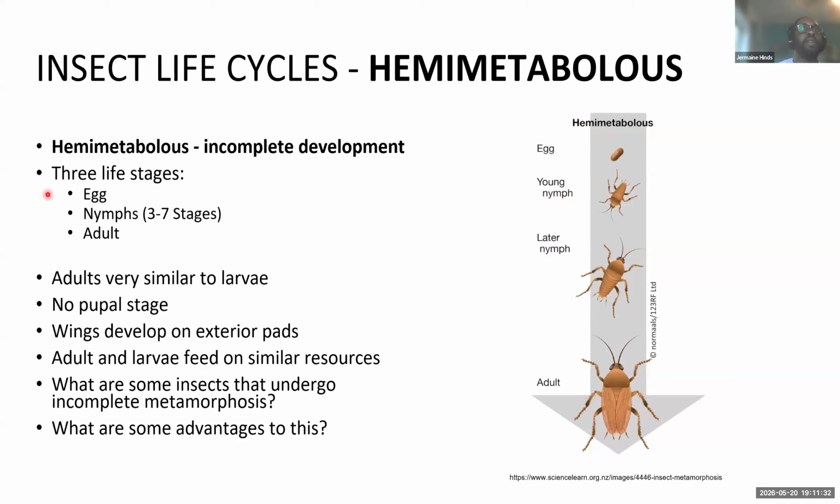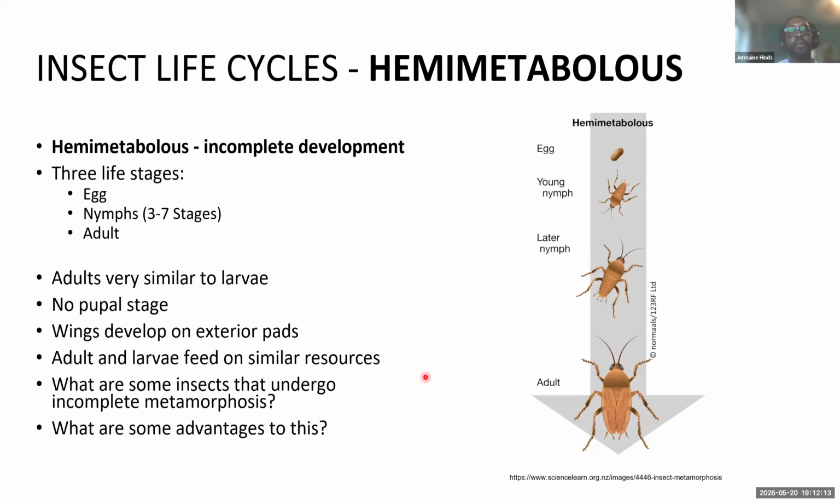Hemimetabolous insects go through 3 life stages. You have an egg stage. It's immobile, usually tucked away or hidden away to avoid any predators or habitat disturbances, things like that. The nymphs typically go through 3 to 7 stages. They look like a miniature version of the adults, but they lack adult characteristics like fully developed wings. So again, adults are very similar to nymphs. There's no pupal stage. During development, their wings are developing on exterior pads on their back.